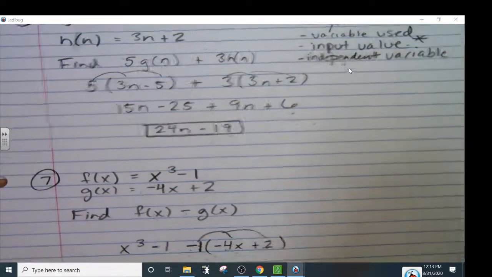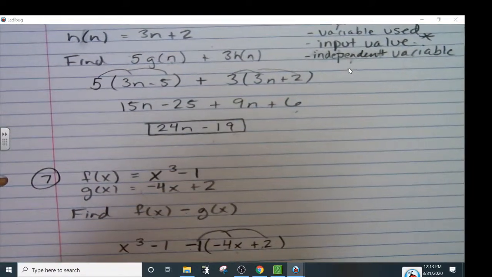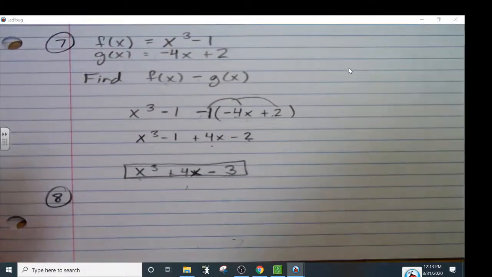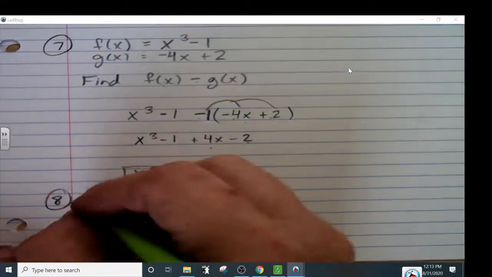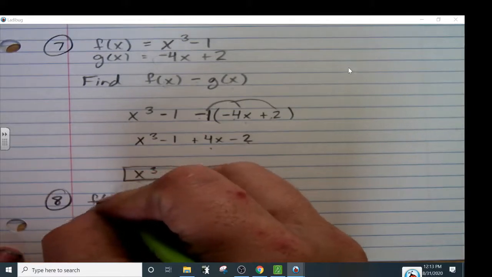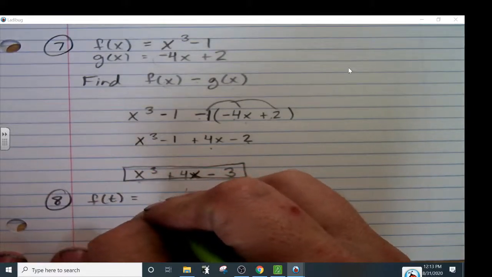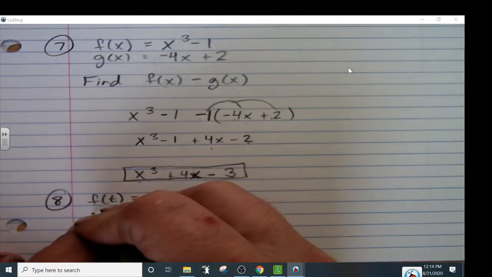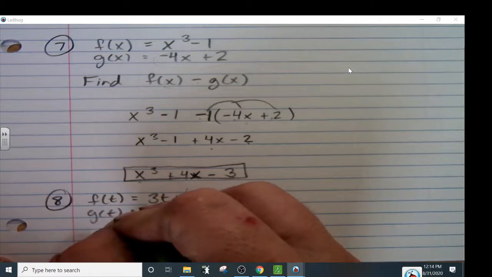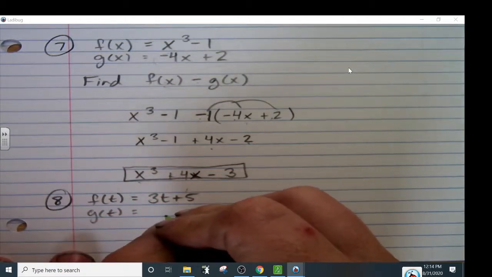Guys, let's look at number 8 because a lot of people think this is a lot. There's not much to it. It looks like there's a lot more to it than what there really is. Okay, so number 8. I keep thinking y'all have a sheet, but you don't. F of t equals 3t plus 5, and g of t equals 2t minus 3.